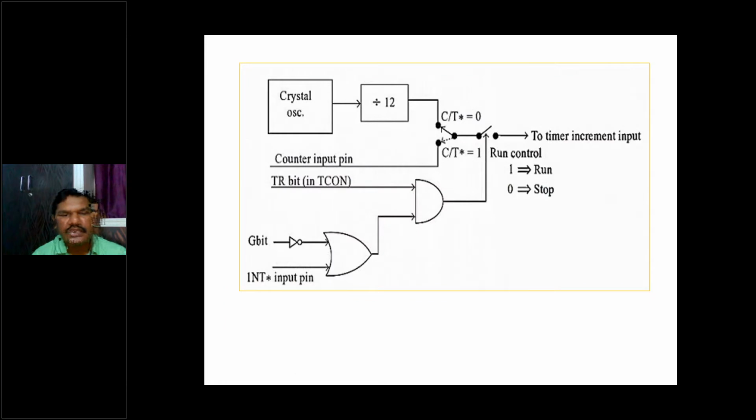C/T bar means you can see that this switch can be connected to either C/T bar equal to 0 or C/T bar equal to 1. C/T bar equal to 0 means timer operation. C/T bar equal to 1 means counter operation. Counter means counting external timing pulses. Timer means counting internal timing pulses.